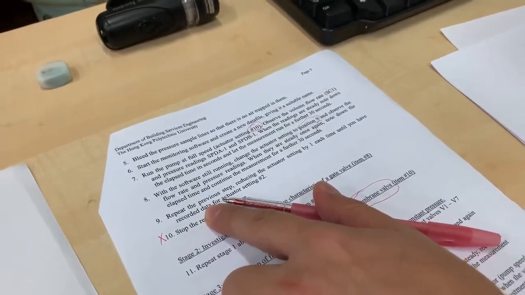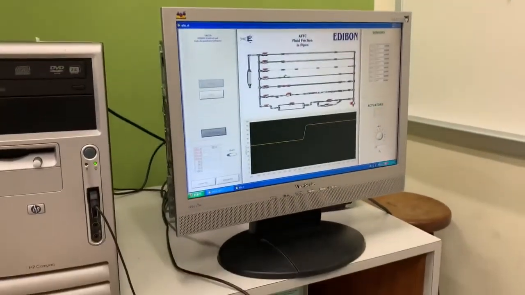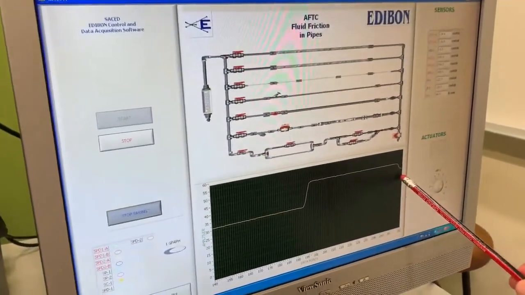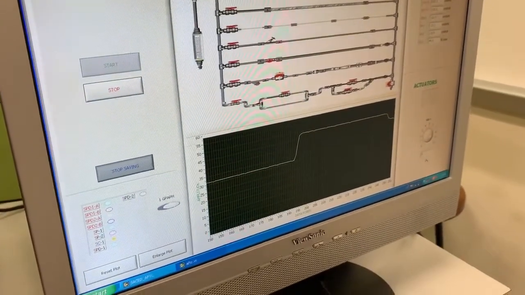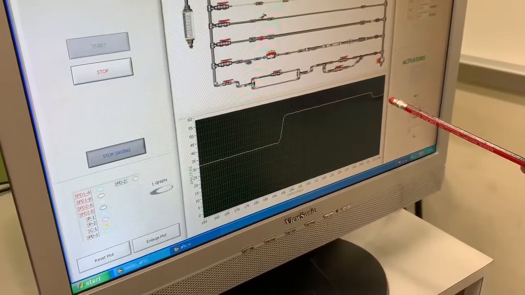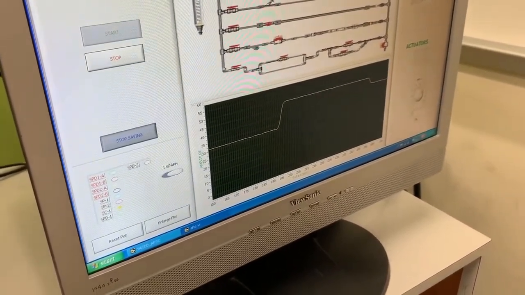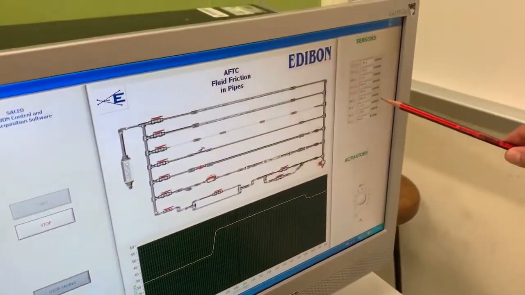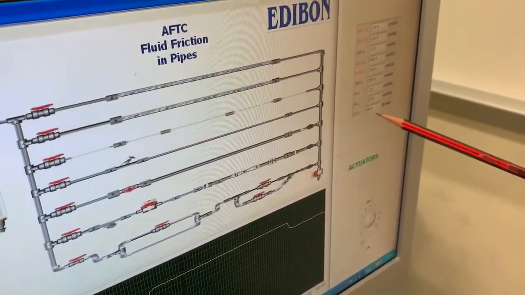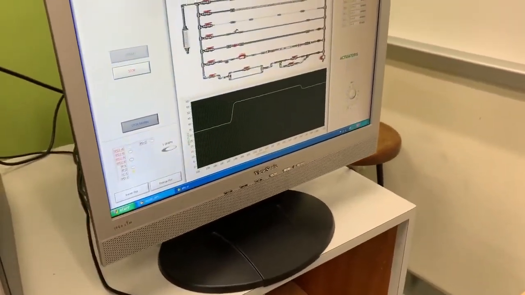Round 1 by 1, actuator 9, enter, and then we can observe the flow rate decrease. We need to wait around half a minute to reach a steady state, so that the next reading we record is the differential pressure and the flow rate. And we repeat all this procedure.